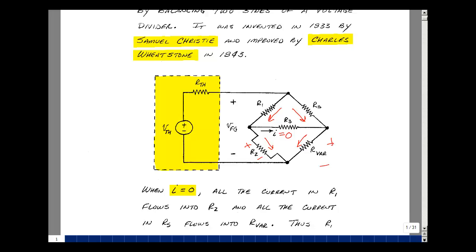Now further, if the current in this resistor is 0, then the voltage across it is also equal to 0, because the voltage is equal to the current times the resistance, but the current is equal to 0. And what that implies is that this voltage equals this voltage. In other words, the rise in voltage would equal the drop of 0 plus this. We're going to use that to solve for what's called a balance condition on the next page.